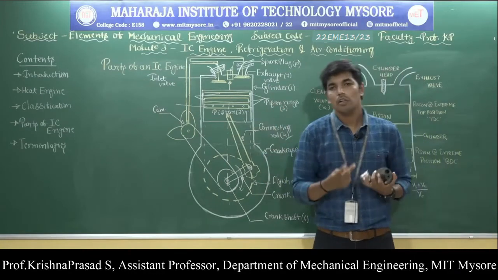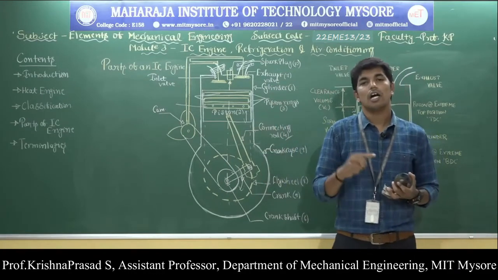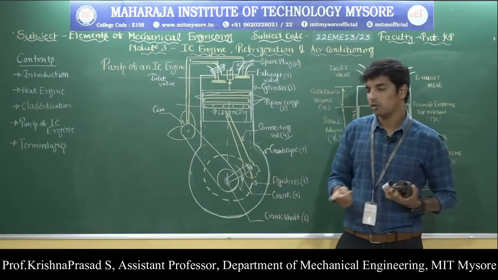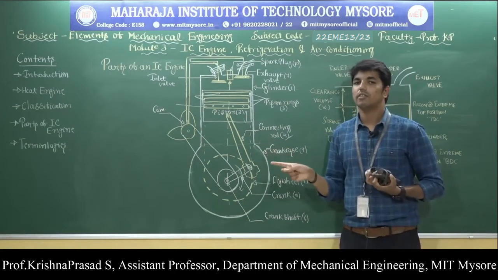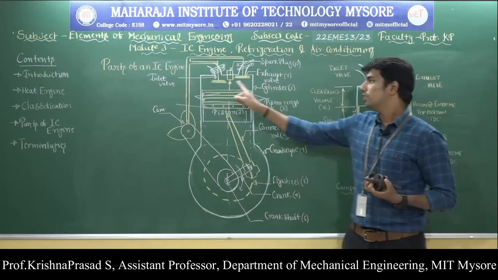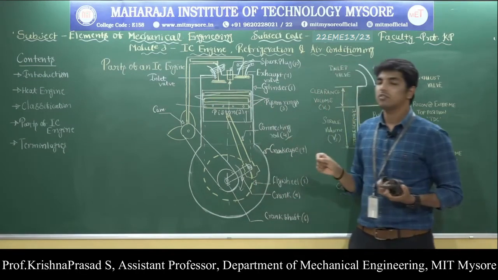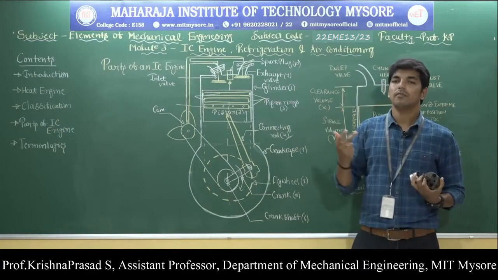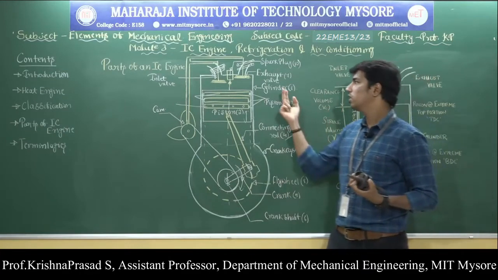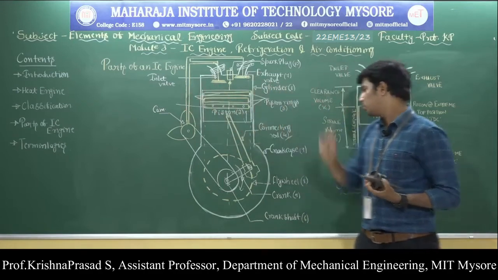So there are two types of valve. One is called the inlet valve, the other is called the exhaust valve. What is the main function of the inlet valve? The function of the inlet valve is to allow the air-fuel mixture to enter the engine cylinder, and the exhaust valve lets the burnt gases escape from the engine cylinder. So this is regarding the inlet valve and exhaust valve.